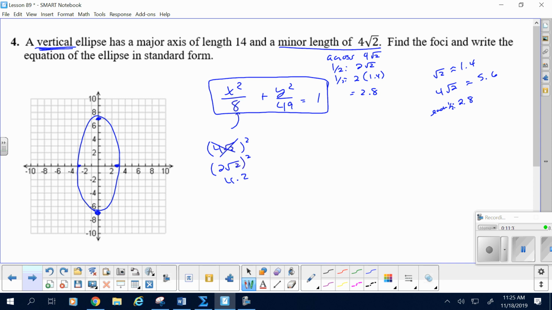Now we need the foci. What's the big idea for foci? C squared is big squared minus little squared, yeah? What's C? Oh, we don't know that. We'll come to that later. What's big squared? 49. What's little squared? 8. So C squared is 41. So C is root 41. So what are the foci? How do you know they're on the y-axis?